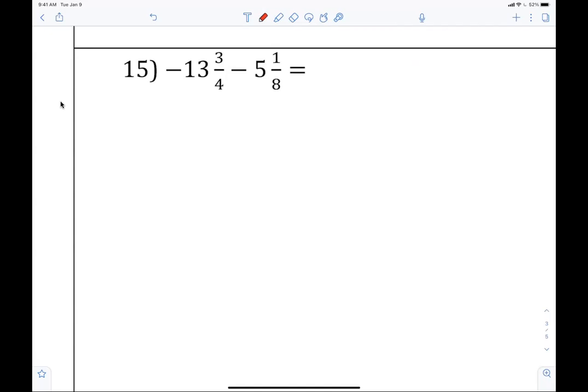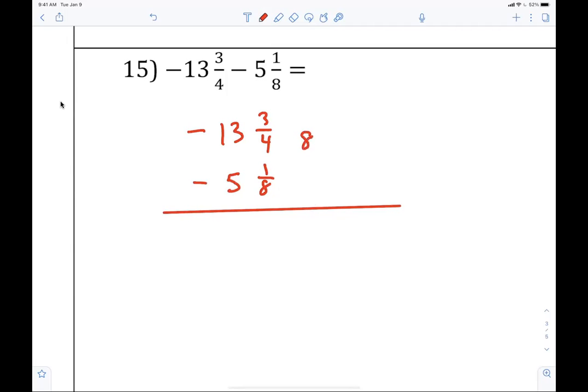All right, here we go. So I'm going to write negative 13 3/4. I like to write them stacked on top of each other. All right, now I need a common denominator. Aiden's going to tell me the common denominator. What is it? 8. Thank you, sir. Can I pick something other than 8 if I want, Aiden? Yes, but 8 is best.